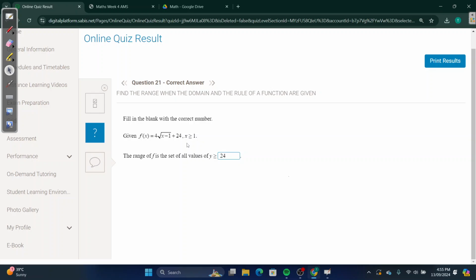But here they want you to use 1 because x is greater than or equal to 1. So 4 root 1 minus 1, 1 minus 1 is 0. Root 0 is just 0. 4 times 0 will obviously give you 0. So you're just left with 24 because this became 0. 0 plus 24 equals 24.